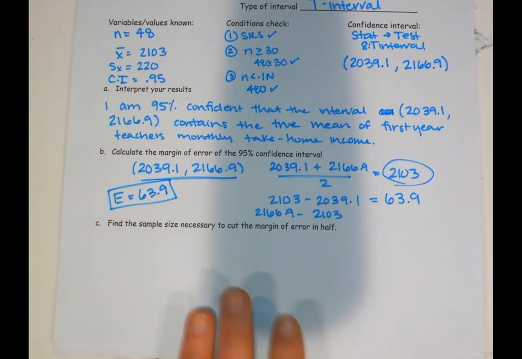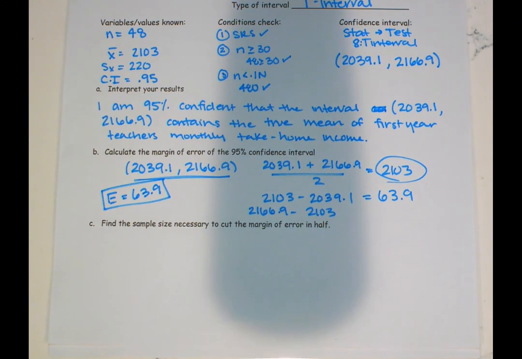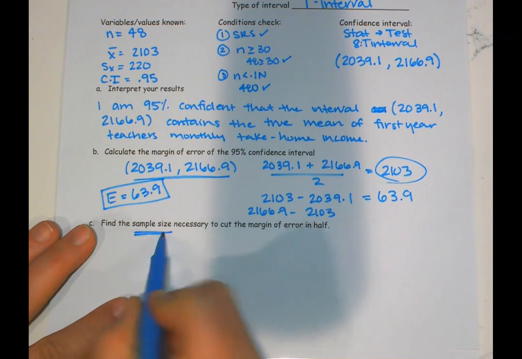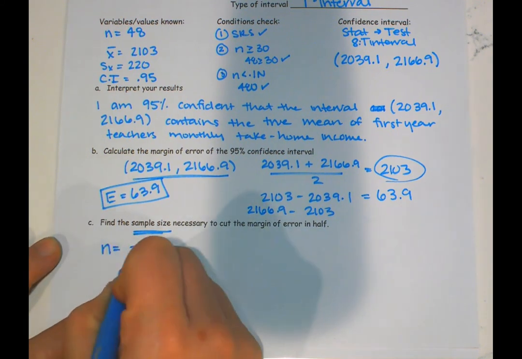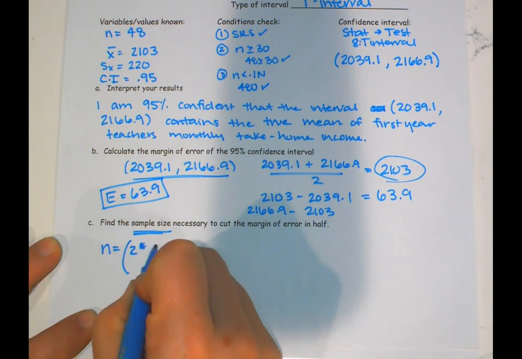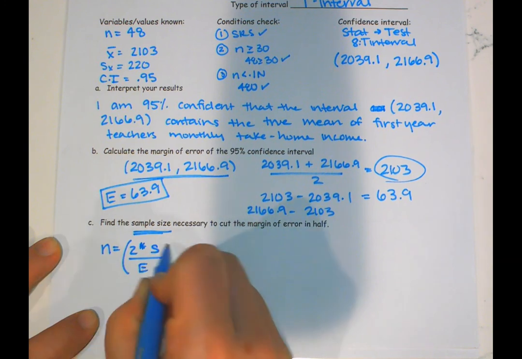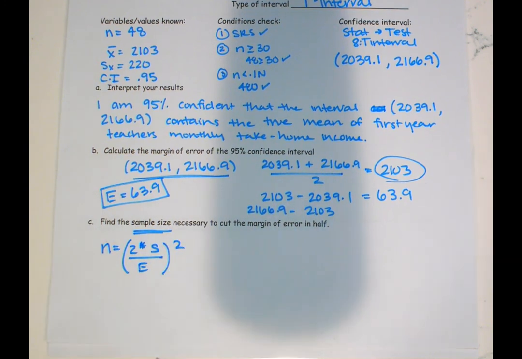So now it says find the sample size necessary to cut the margin of error in half. So again, we're working with the t-interval. We now are looking for our sample size, so we're looking for n. So I'm going to go back to that formula to help us solve for n. Remember, n is z times our standard deviation divided by our error, squared, when we're working with the t-interval.